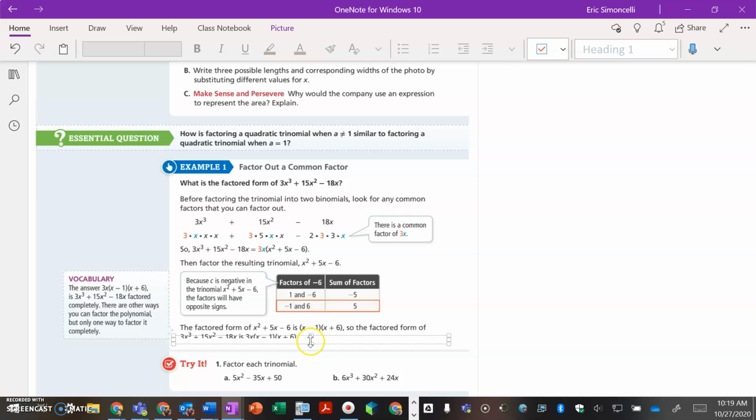And we are ready to finalize our answer in such a way where not only have we factored out the GCF, but we also now have this binomial times this binomial, x minus 1 times x plus 6. So the full factored form includes the GCF, again from the very beginning, 3x, times the quantity x minus 1, times the quantity x plus 6. This is the full factored form of this cubic trinomial. We call it a cubic trinomial because there's a third degree and there's 3 terms.